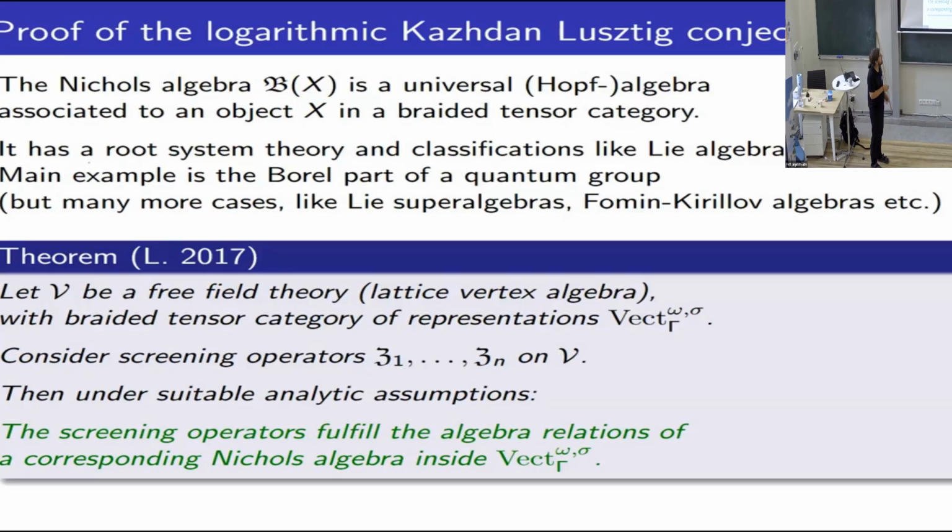And the nice thing about it is that this works in any case, right? Whenever you have screenings, they live in some vertex algebra module, and there is a braided tensor category from the vertex algebra. So you always have this.